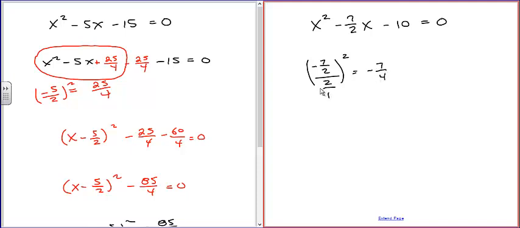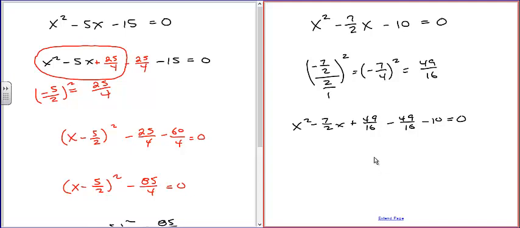You know, if I made this into a fraction, I took the reciprocal, I'd take 7 times 1 and 2 times 2. And then I'd square that, so I get 49/16. The negative gets squared out. So I'd have x squared minus 7 halves x plus 49/16 minus 49/16 minus 10 equals 0.